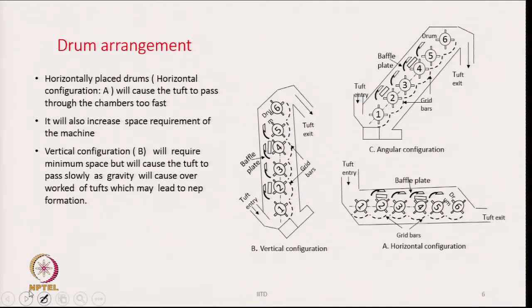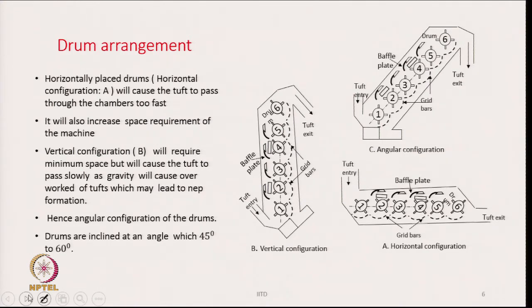So, this problem is there, and tufts will be overworked because they will not be able to move easily upwards. So, they will be repeatedly treated by the striking elements of the drum. So, hence the vertical arrangement also is not preferred, and an angular arrangement is therefore the optimum that is chosen by the machine manufacturers, and that angle is 45 to 60 degree.